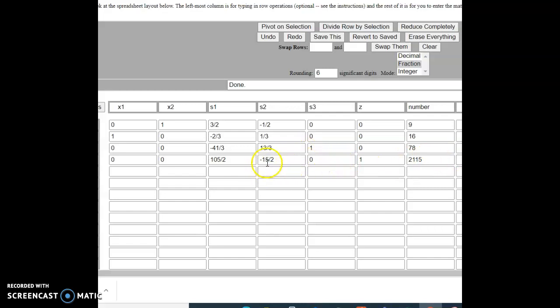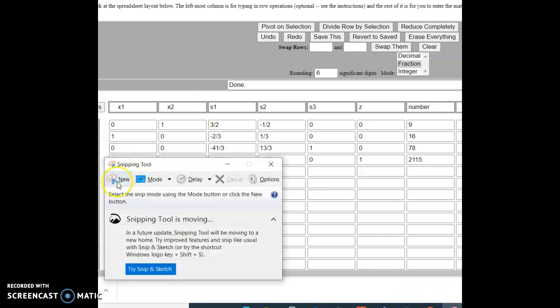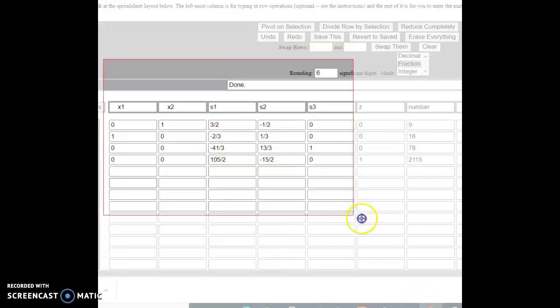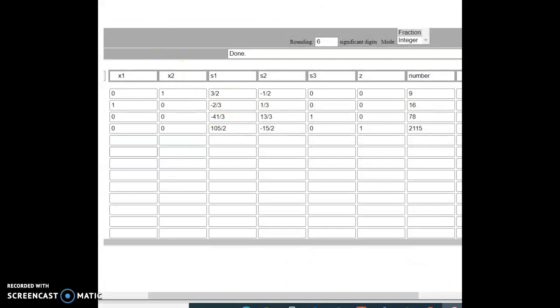All right, everyone see I still have a most negative row. So I'm going to make a new screenshot. So right here, and this is my negative, right? I got a negative here. So I'm going to do those ratios. Now, you can't pivot on a negative number, so just skip that.